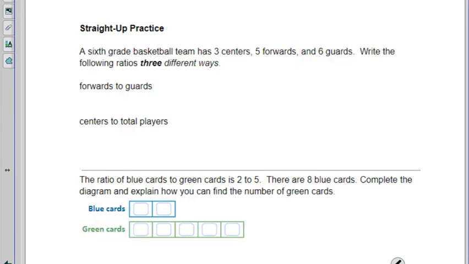All right, we got some straight up practice here. The sixth grade basketball team has 3 centers, 5 forwards, and 6 guards. And we want to write ratios 3 different ways. We want to do forwards to guards and centers to total players. And then below we have a bar model problem. We have a ratio of blue to green cards of 2 to 5. And so we set that bar up. It says if there's 8 blue cards, how many green would there be? Give it a try. We'll go over it and have a good day.